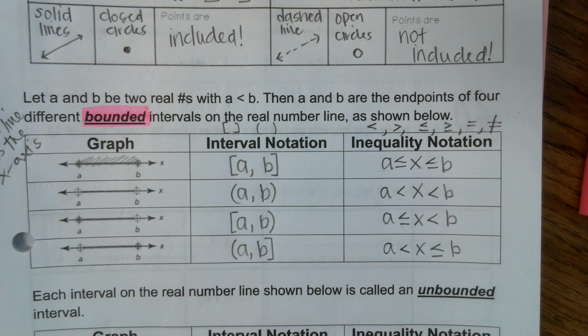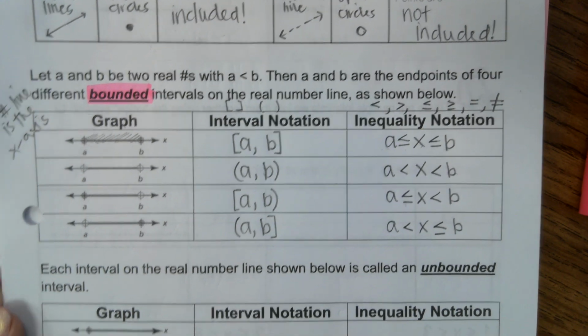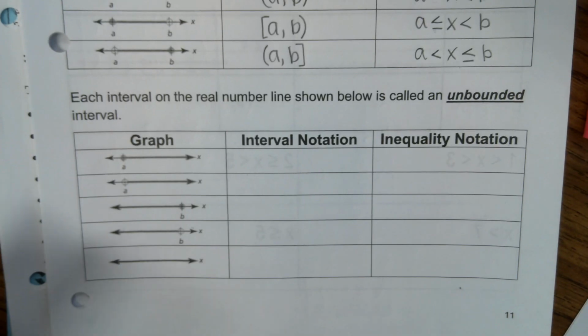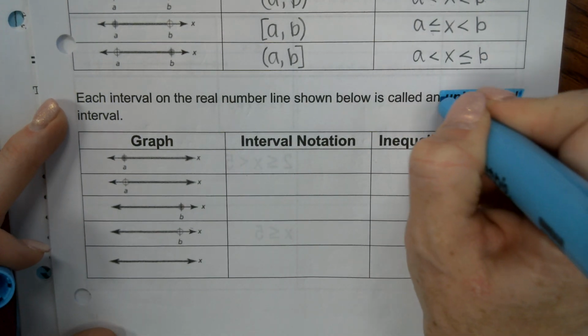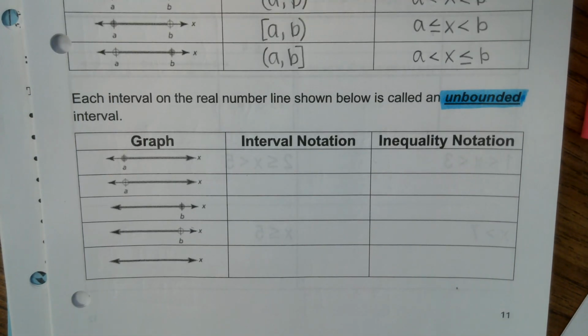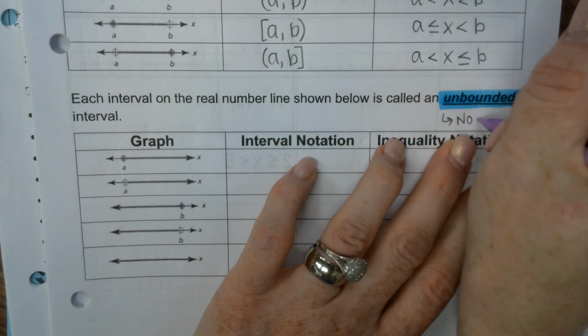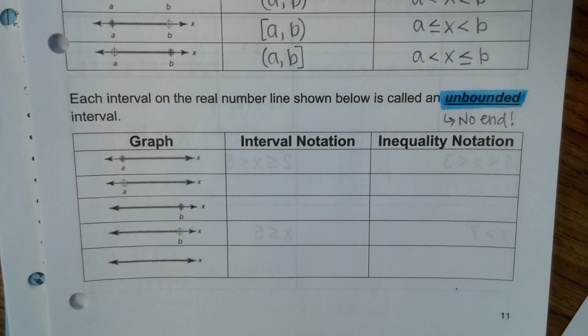Okay, bounded means there is a starting and stopping restriction, okay? There are limits to where those values go, okay? But I get down here, and then I'm talking about unbounded intervals, okay? Unbounded intervals just mean that somewhere there is no end. So what does that bring into play?